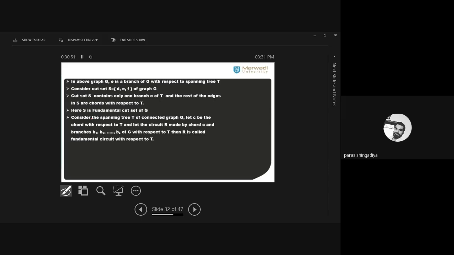So what is the meaning of circuit? What is the definition of circuit? It is a closed walk where no vertex is repeated. So in such a closed walk, you have to define a closed walk in the graph after the spanning tree. In such a closed walk you have to cover only one chord. You have to take only one chord in the closed walk, and what should the rest of the edges be? Branches. That is known as a fundamental circuit.